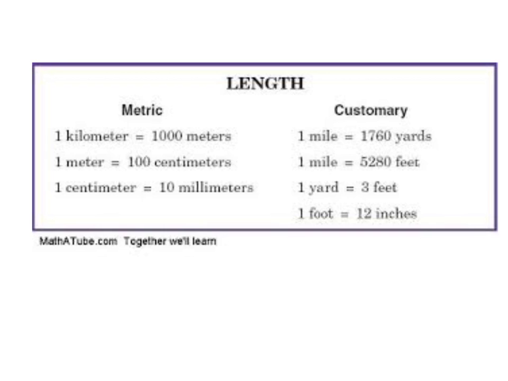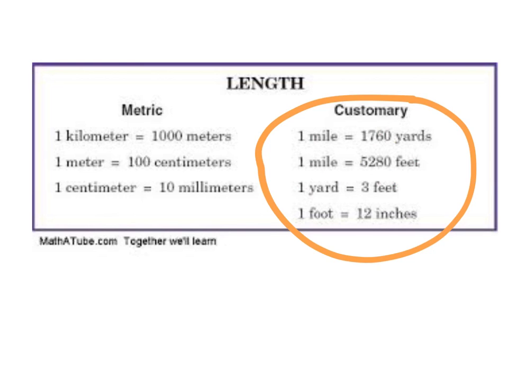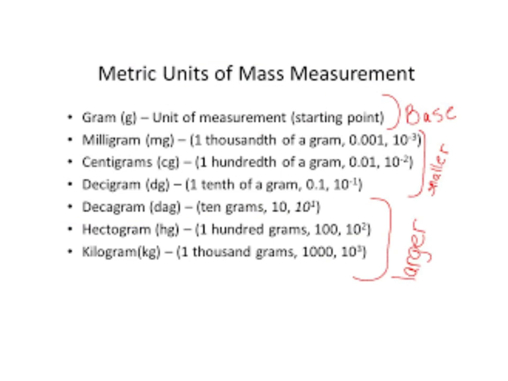We can see here that 1 kilometer equals 1,000 meters, 1 meter equals 100 centimeters, 1 centimeter equals 10 millimeters. And over here on our measurements, a mile represents 1,760 yards, 1 mile equals 5,280 feet, 1 yard equals 3 feet, 1 foot equals 12 inches. So you should know all of these already, and maybe not all of the ones on this side, but you should be memorizing those.